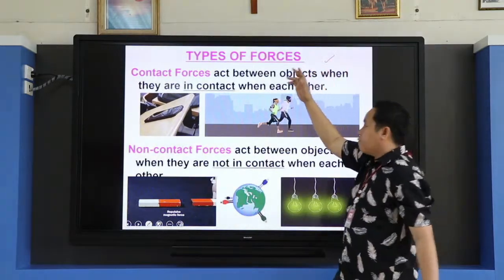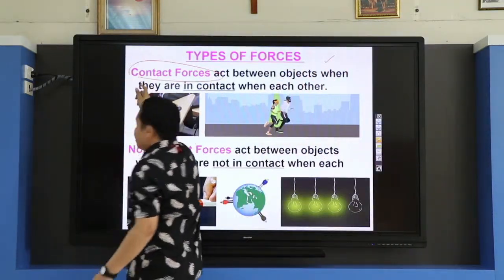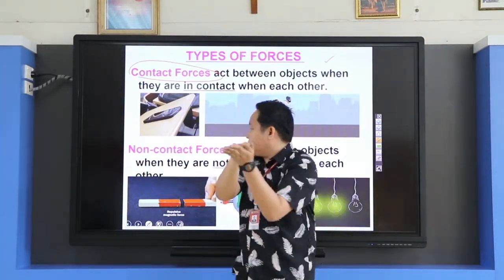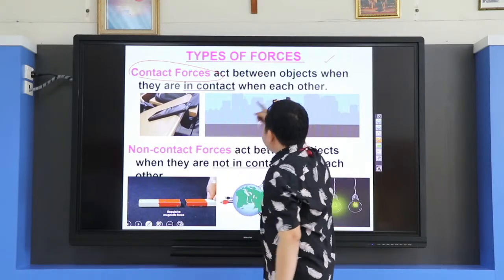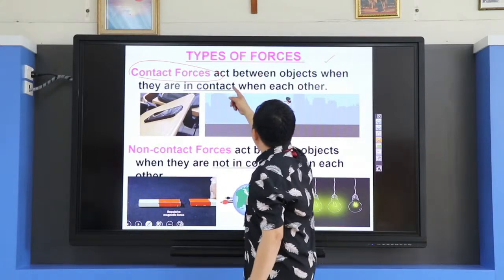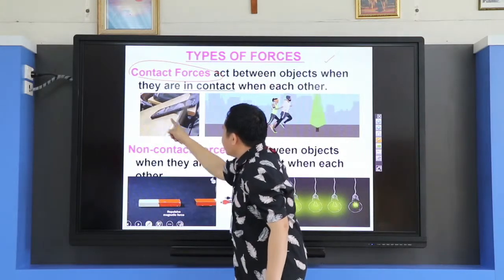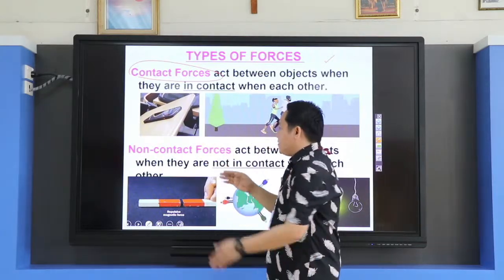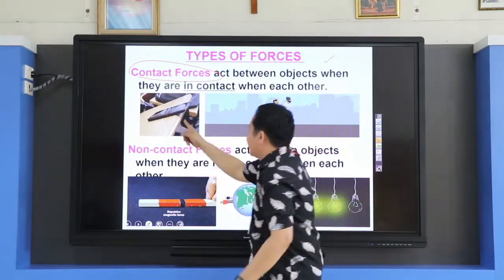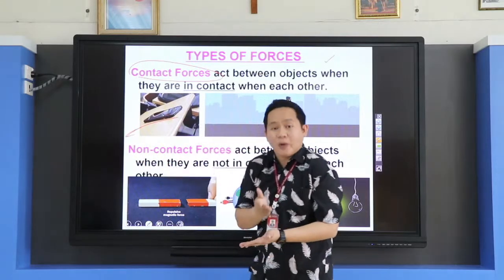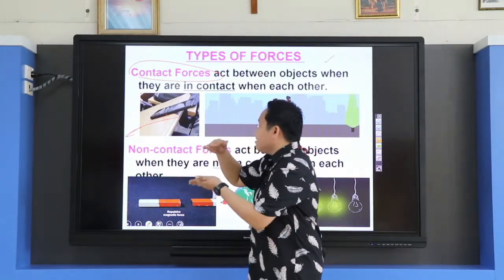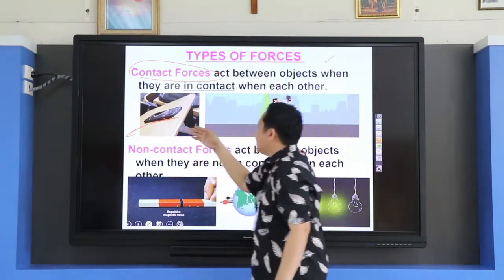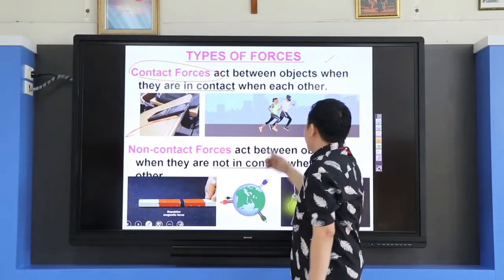There are two types of forces. The first one is contact. Contact means they touch each other. There must be two, so they will touch each other. These contact forces are called friction. Like this one, there is a friction between the table and the phone. If the friction is less, the phone will just slide down very quickly. But if the friction is much, it will slide down a little bit slower. Just like this.